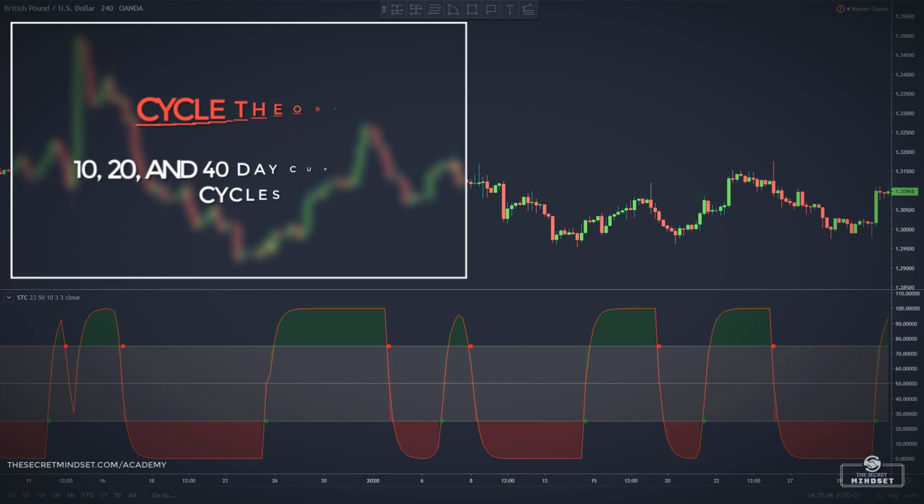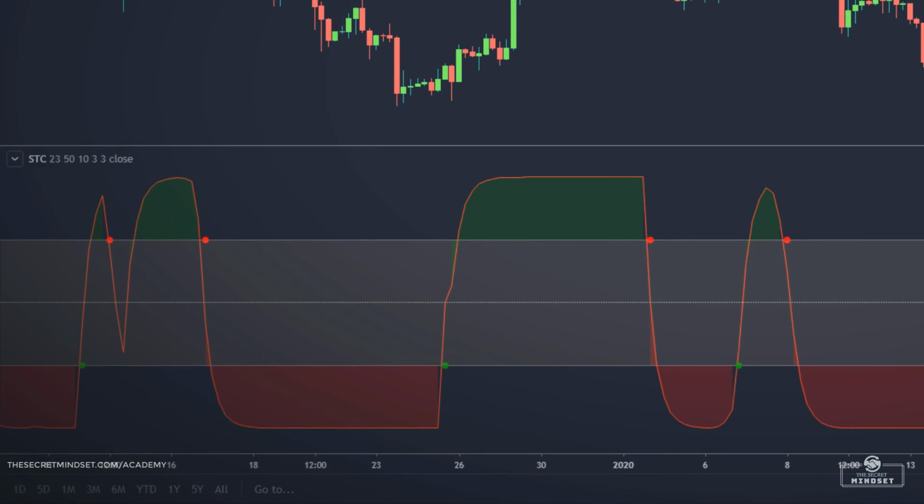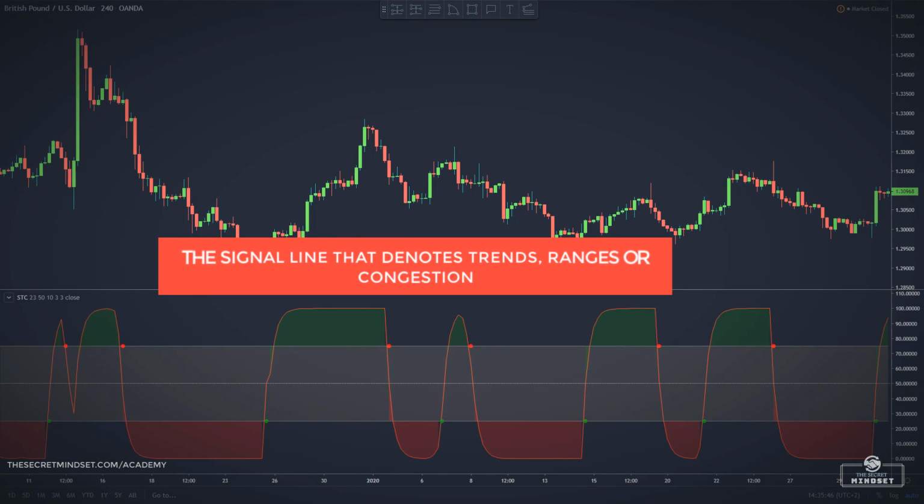This signal line was derived from theories and practices of 10, 20, and 40-day currency cycles. The halfway point between the 23 and 50-day EMA is, in cycle theory, 10, so the cycle default is set as a standard 10. But this cycle can also be viewed as a halfway point of a 20-day cycle as well. This is the signal line that denotes trends, ranges, or congestion.